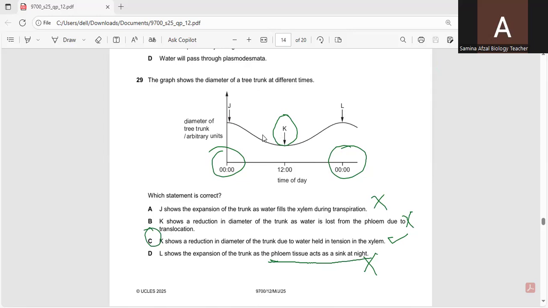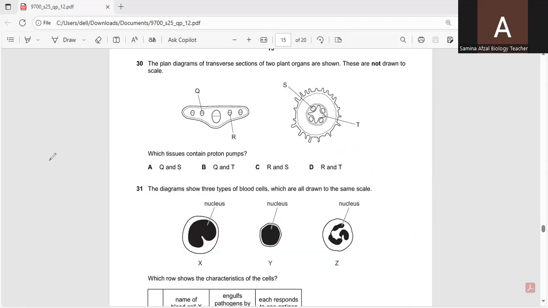Now, last question, number 30. Plane diagrams of transverse sections of two plant organs are shown. They are not shown to scale. In leaves, Q on the upper side is xylem, and R is phloem. Again, T is xylem, and S is phloem.